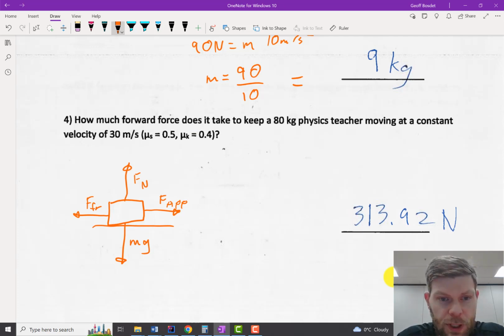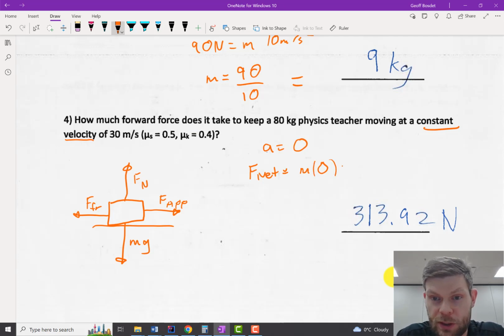So, big trick here is this whole constant velocity. The fact that it's 30 meters per second is a big troll that I threw in there to try and get people just plugging in all the numbers into whatever formula fits, because that's not how we do things, is it? But this constant velocity means that, hey, acceleration is how quickly the velocity is changing. If the velocity isn't changing, your acceleration must be 0. And since F net equals m times a, and in this case m times 0, your net force is 0.